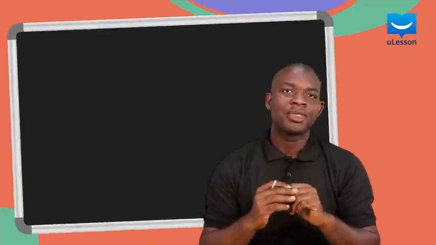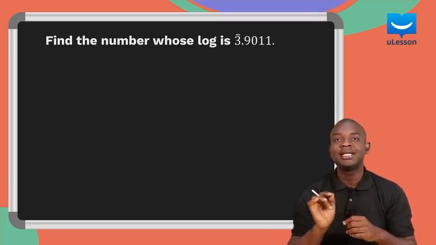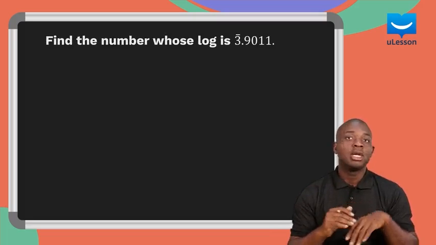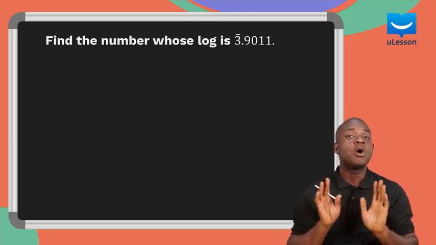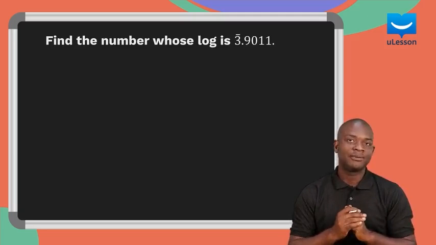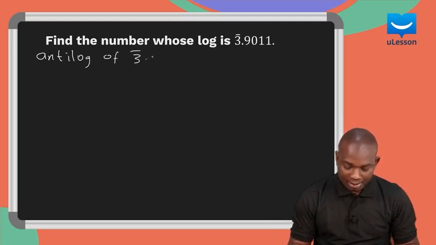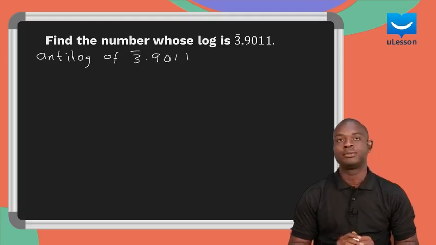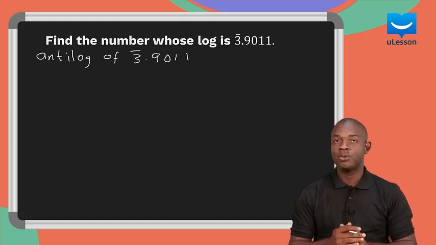For our first example, find the number whose logarithm is bar 3.9011. Now, when you are given the logarithm of a number and you are required to find the given number, all you have to do is to find the antilog of the value you have. In other words, what we are going to do here is to find the antilog of bar 3.9011. Now, we focus first on the decimal part, that is 0.9011.